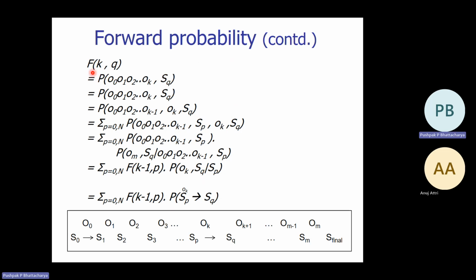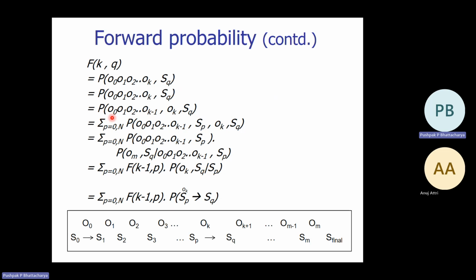So look at this forward probability F(k, q), where a prefix of length k plus 1 is seen in the observation sequence and the machine is in the state Sq. So this is the probability of O0, O1 up to Ok, Sq.